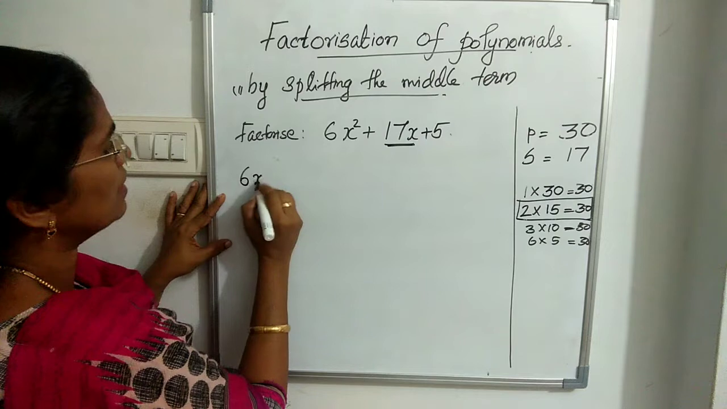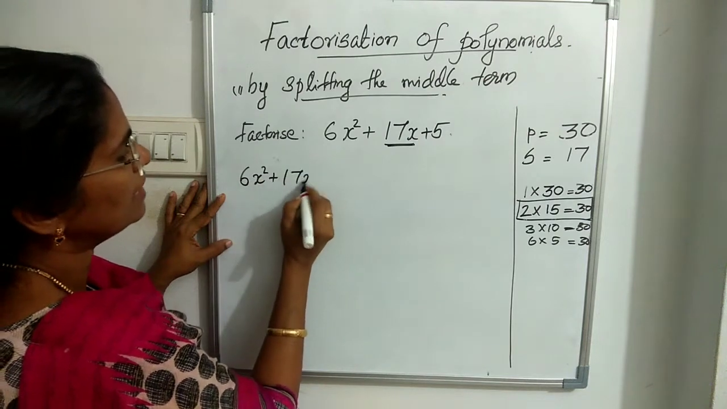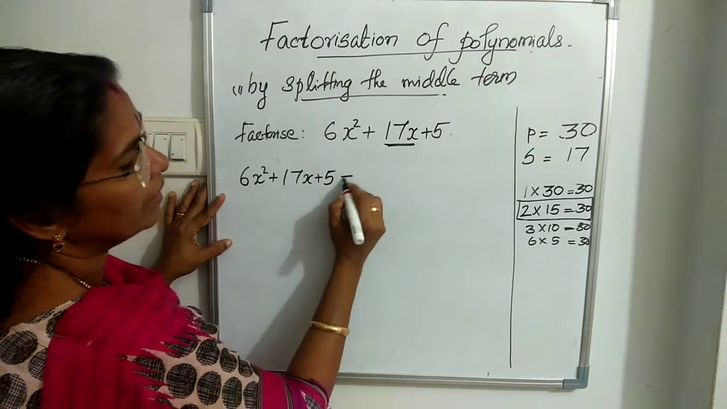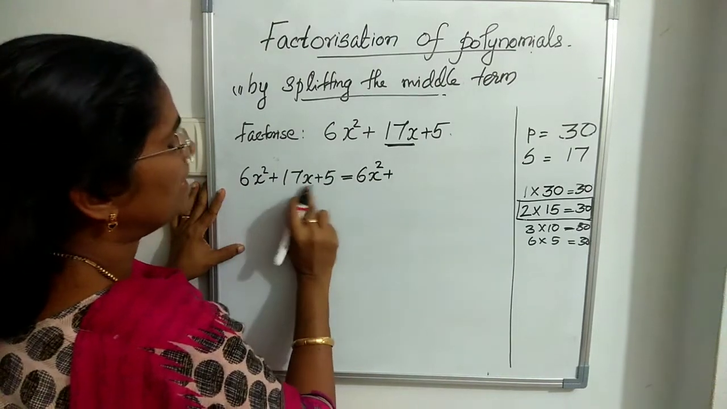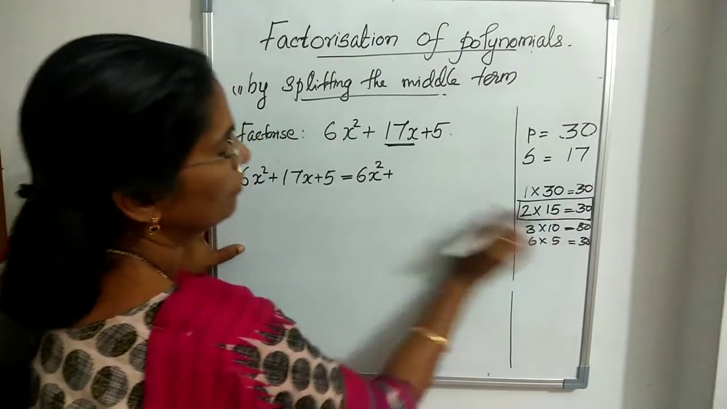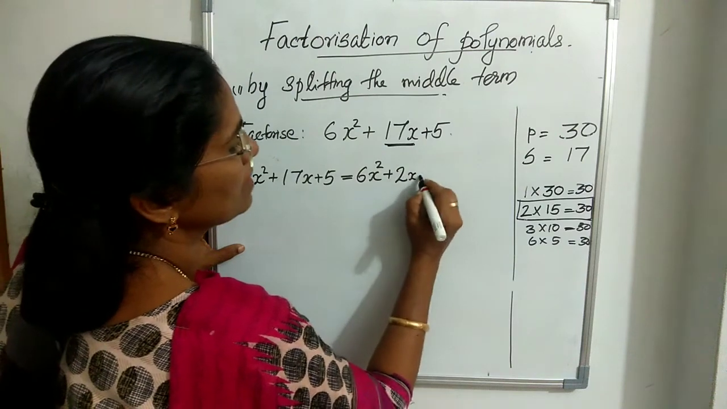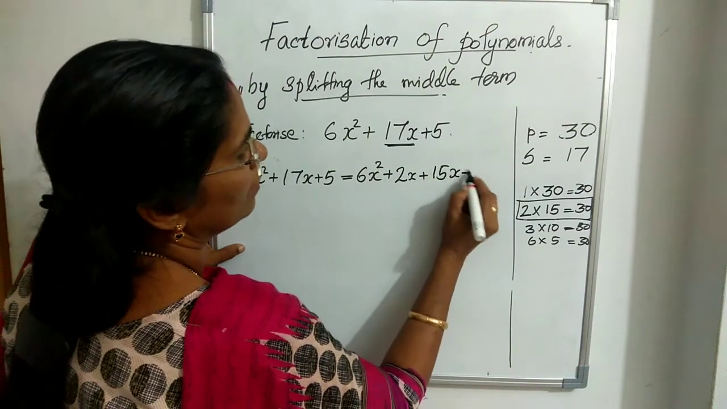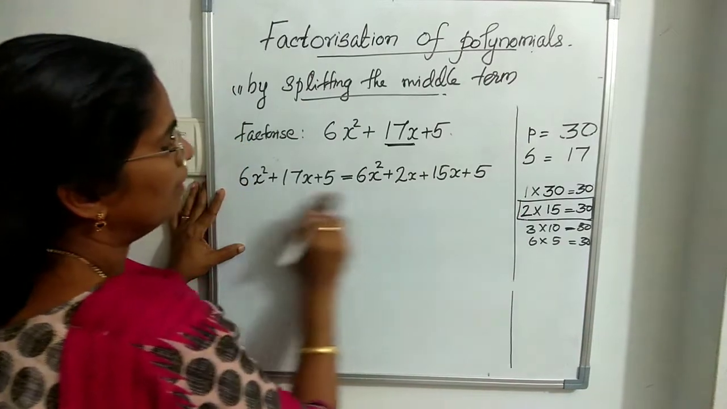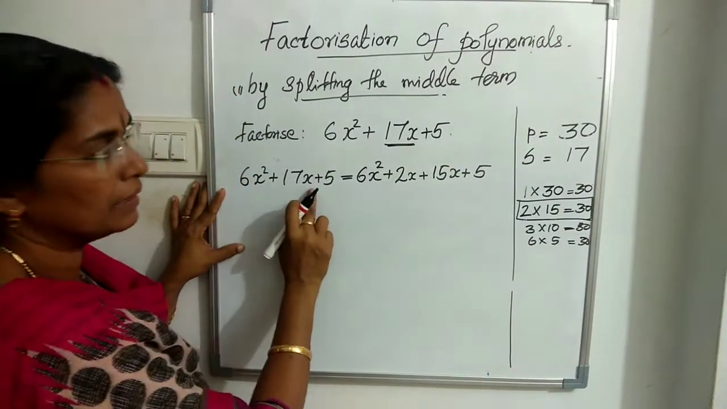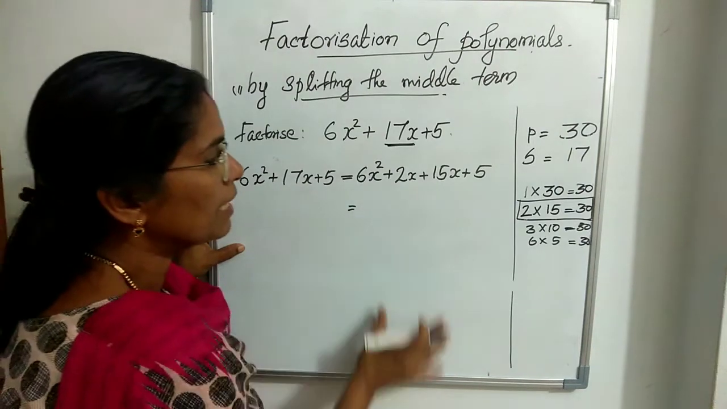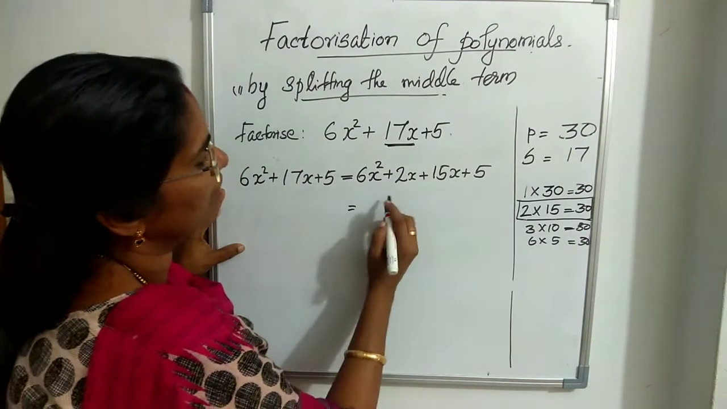That is 6x square plus 17x plus 5, it is equal to 6x square plus, we have to split 17 as 2 and 15, so 2x plus 15x plus 5. Okay, now these three terms become four by splitting the middle term. After that, the same method what we learned last year.